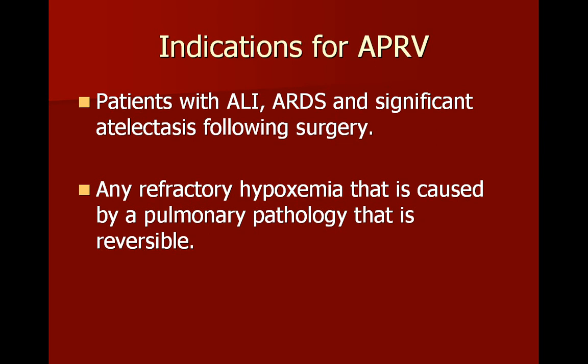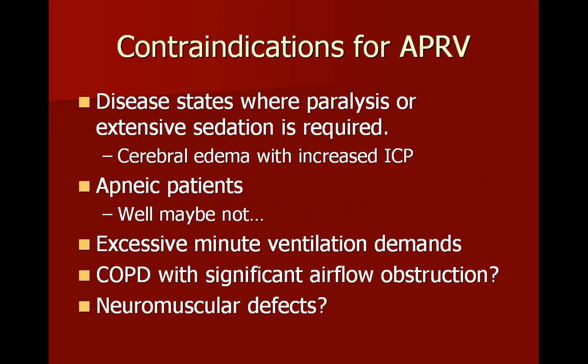Okay? If you got someone who's got oat cell CA and their PO2 is 40, it's probably not going to do much good. It's got to be a reversible process. Jim Henson, right, came in with a bacterial pneumonia, was dead 24 hours later. Very well may have helped him in that. Who don't we use it on?